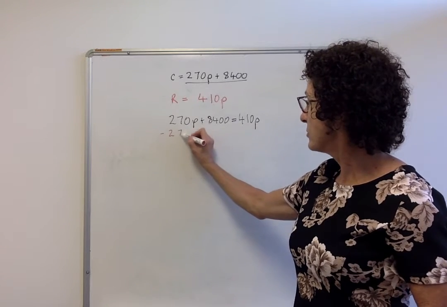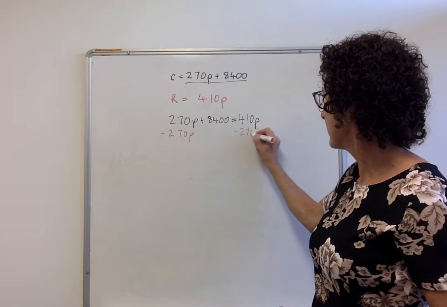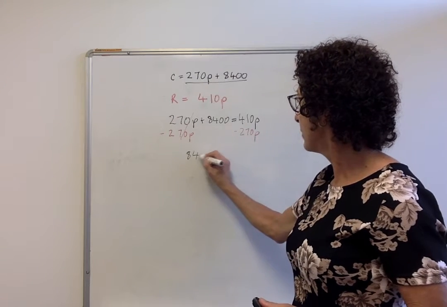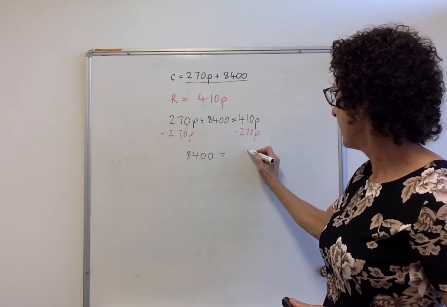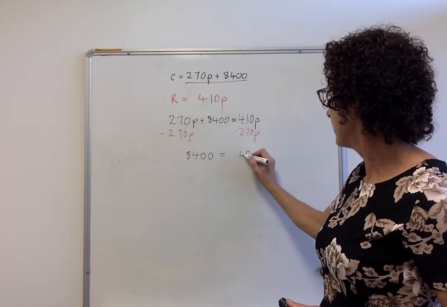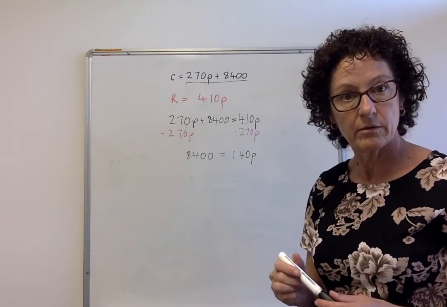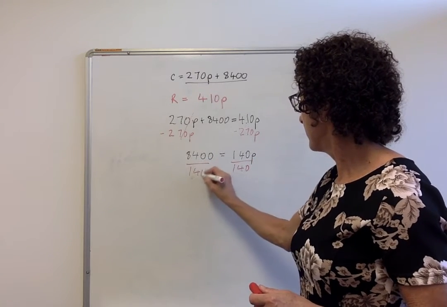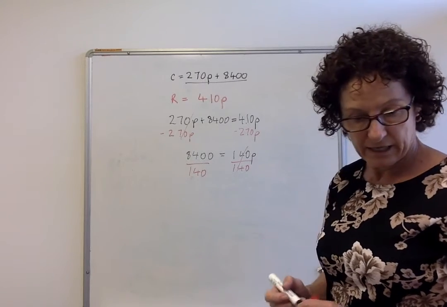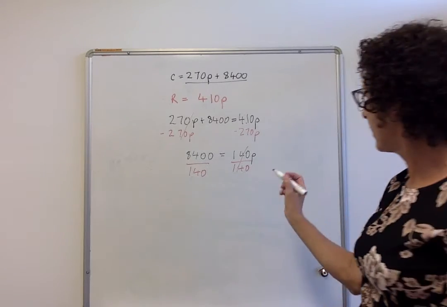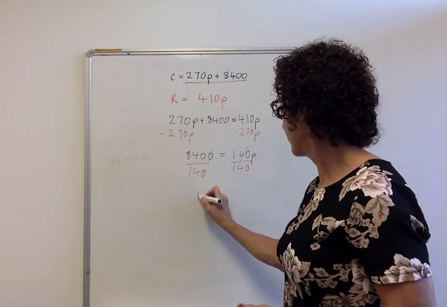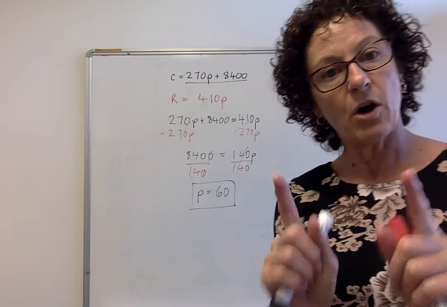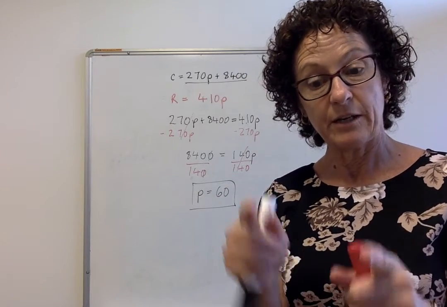So let's use our algebra to work this out. Minus your 270p from both sides. That would leave me with 8,400 equals, taking these away, 140p. If you divide both sides by 140, that will leave me with p. And I think that works out as, take my word for it, 60. Therefore, this means that I need to produce 60 computers in order to break even.